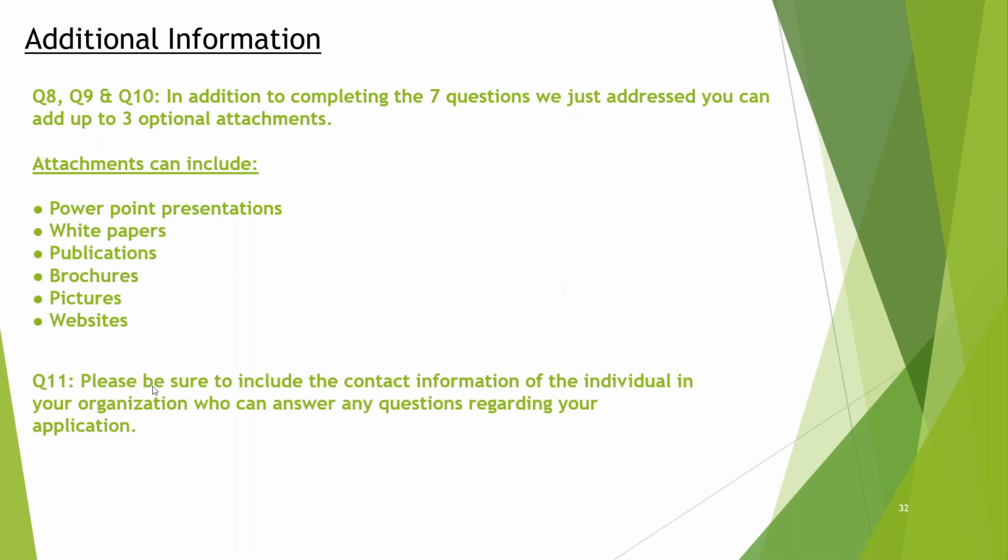And then lastly, question 11 is just be sure to include the contact information of the individual in your organization who can answer questions regarding your application. Sometimes there are questions regarding the submission, so we just want to make sure that we have the right contact information to reach out to in case there are questions, so we can get those answered in a timely manner to support the submission review and judging.